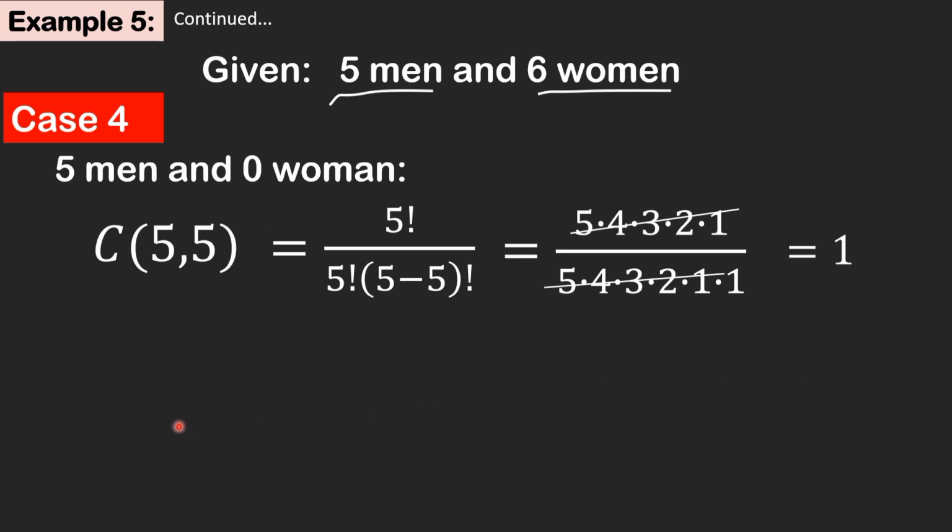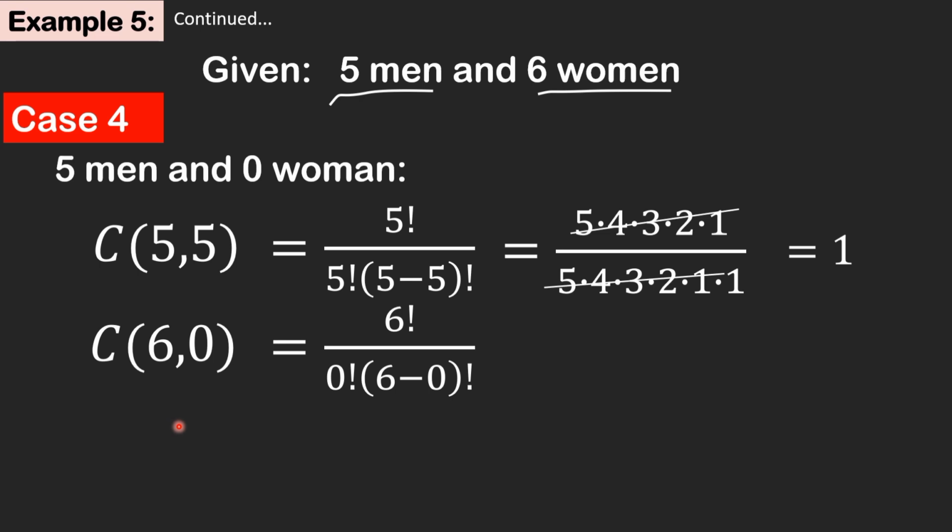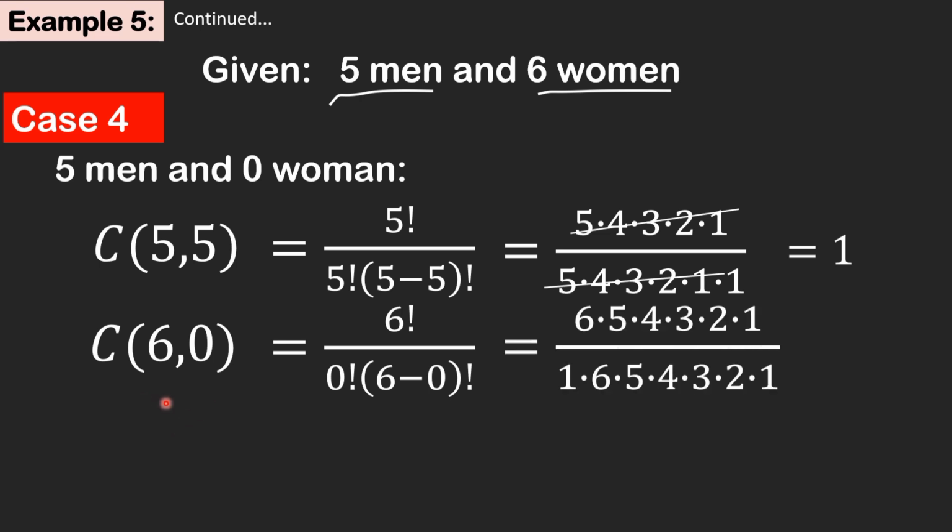Then choosing 0 women from 6 women. Substitute the value of n and r to the combination formula, expand and then apply the cancellation to simplify. And that is equal to 1. Multiply. Then there is only one way to select 5 men and 0 women from the 5 men and 6 women that are available.